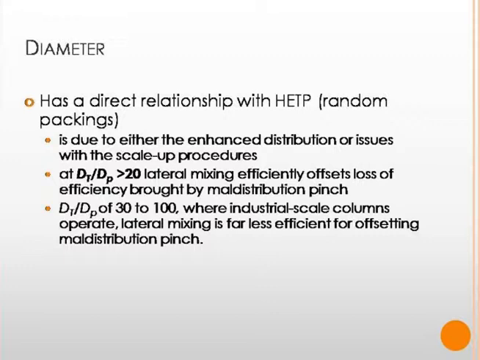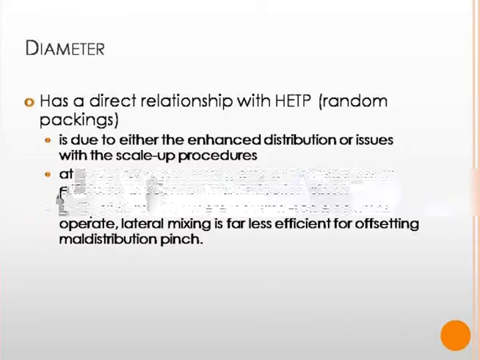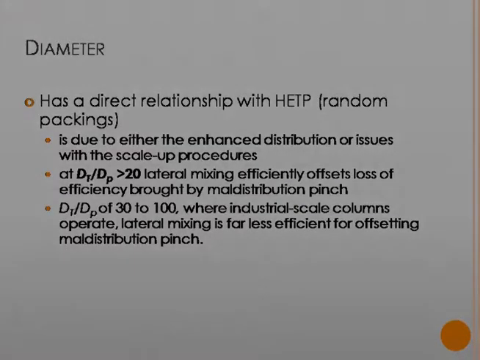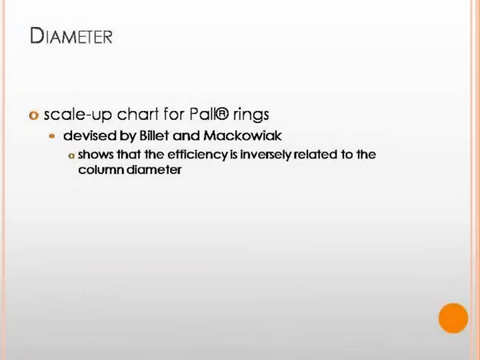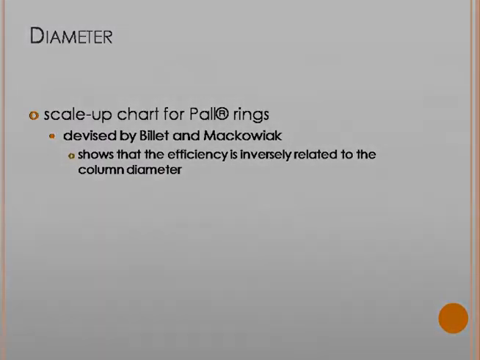However, in the range of 30 to 100, where industrial scale columns operate, lateral mixing is far less efficient for offsetting such pinch. The scale-up chart devised by Billet and Mackowiak for Pall rings shows that the efficiency is inversely related to the column diameter.